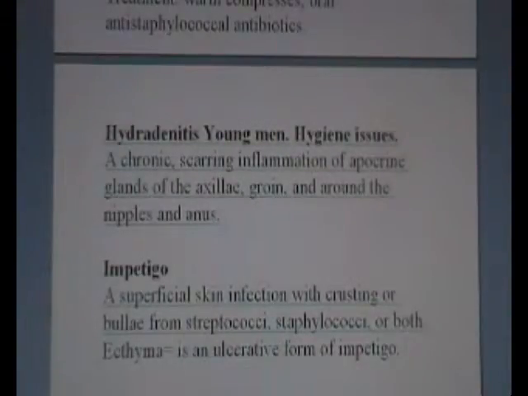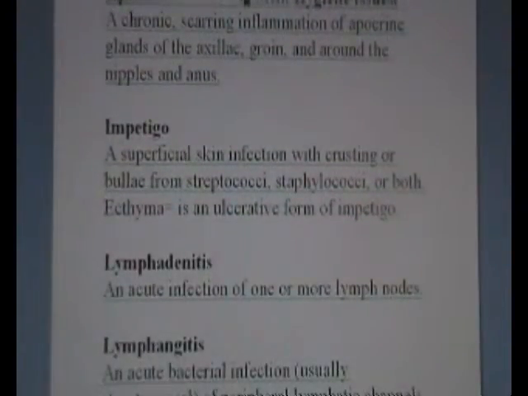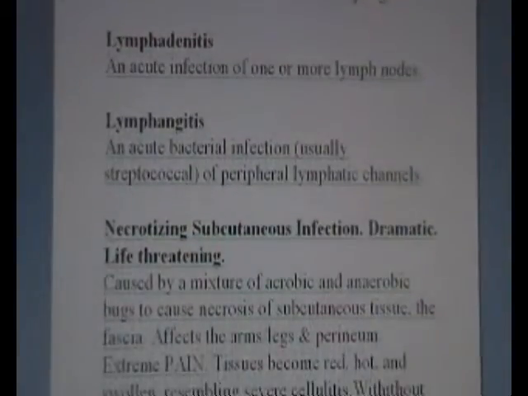Hidradenitis, young men, these are hygiene issues, chronic inflammatory condition, apocrine glands, you know, the armpits, groin, young fellows not washing themselves properly. Impetigo, superficial skin infection, crusting and bullae from strep, staph, or both. Lymphadenitis, acute inflammation of one or more lymph glands. You can feel this swelling in the armpits, neck, and in the groin. And this usually indicates an infection distally, somewhere in the hand, somewhere in the foot or leg, that the glands are swollen, painful.